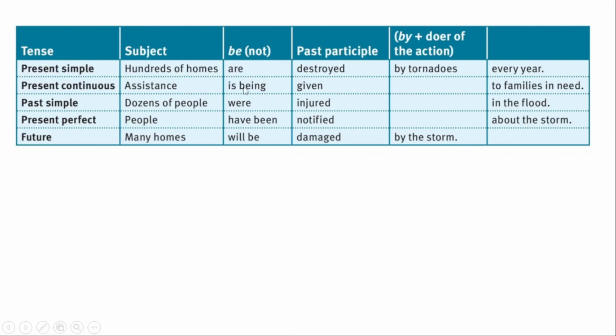Present continuous. Dozens of people were injured in the flood. Simple past, were. People have been notified about the storm. Present perfect. A passive voice in present perfect. In future, it's easy because it will be. Many homes will be damaged by the storm. Okay, so please write on your notebook the grammar structure of passive voice for each tense.